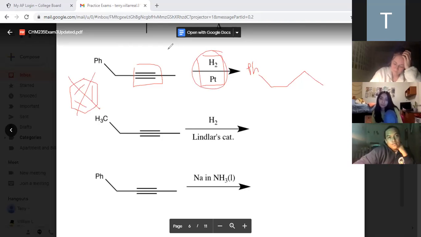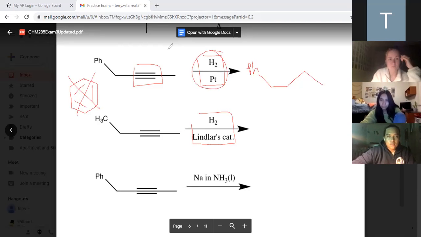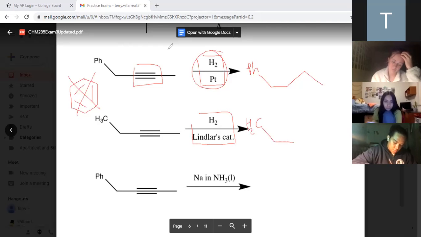Now, this is where you've got to be careful, because it gets tricky. These three make one really great card in case you want to make one for your reactions, or three individual cards. What's the difference now when I add Lindlar's catalyst? Does it cleave the triple bond? It will still react with my triple bond, but now it's going to stop at the alkene, and it is now going to give me the cis.